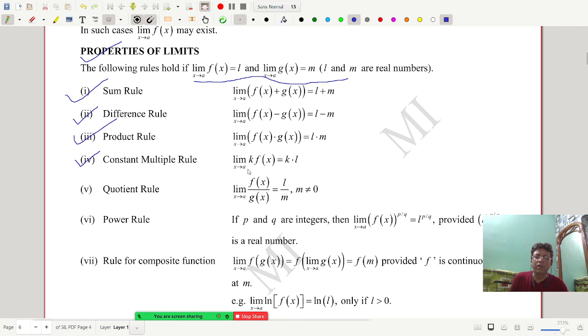Constant multiple rule: the limit as x tends to a of k times f(x) is k into the limit of f(x), that is k into L. Quotient rule: the limit as x tends to a of f(x) by g(x) is equal to L by m, m not equal to 0.